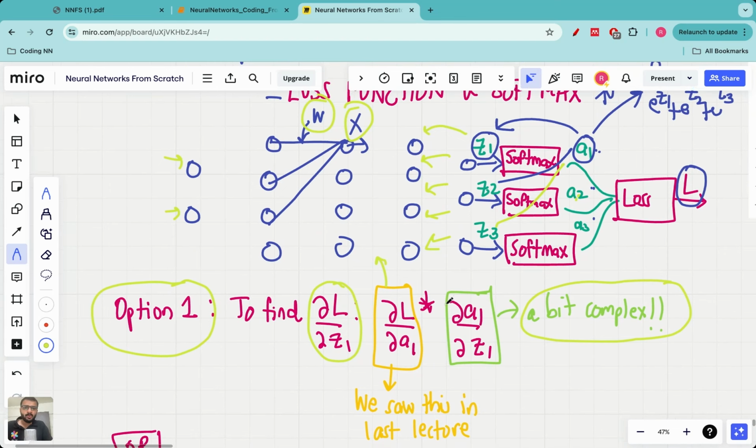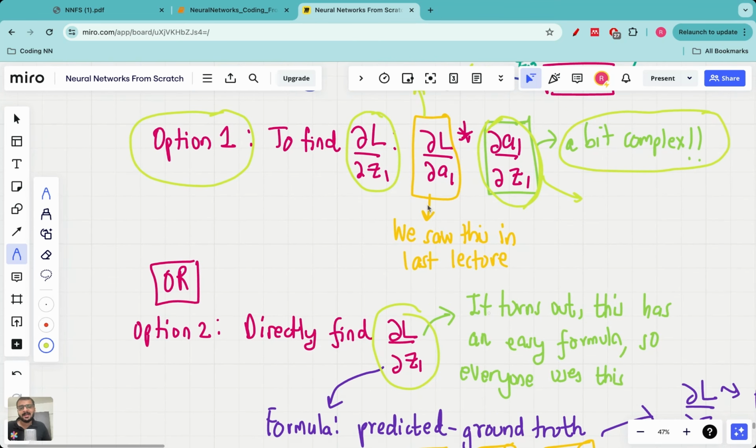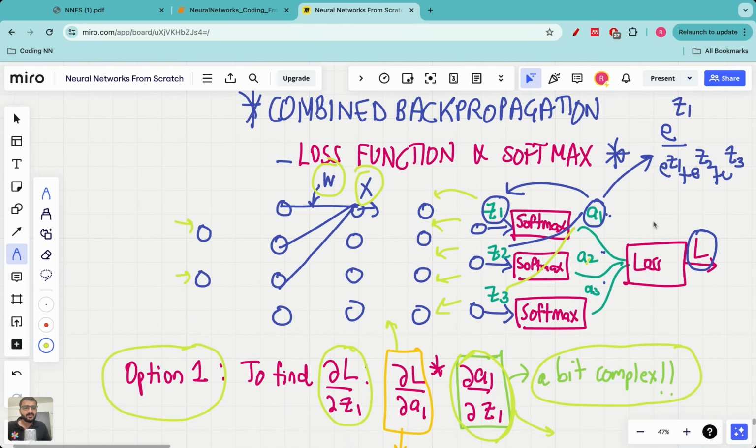Or the other way to do it is that if you mathematically write partial derivative of L with respect to a1, and you multiply it by partial derivative of a1 with respect to z1, the resulting mathematical formula is much simpler than the partial derivative of a1 with respect to z1. So rather than knowing about the mathematical details behind this operation, I'll just tell you directly how to find the partial derivative of L with respect to z1, z2, and z3. We are going to bypass these two sets of chain rule operations.